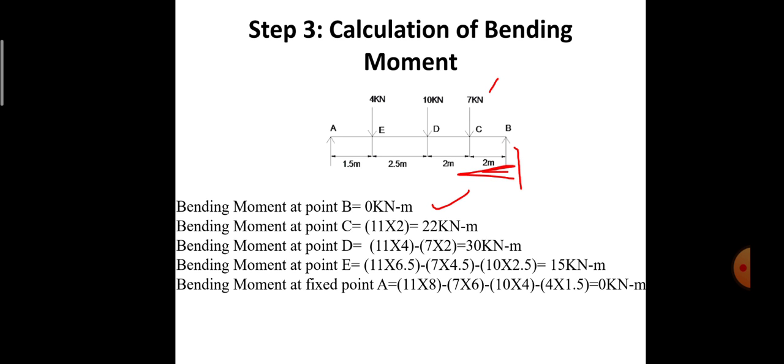Similarly, the bending moment at point A. Previous to point A, I have 4 points, B, C, D, E, which have the magnitudes of RB, 7, 10 and 4 kilonewton respectively. If I take the moments exactly at point A, it must be equal to 0. If I solve it, I am getting the value as 0.